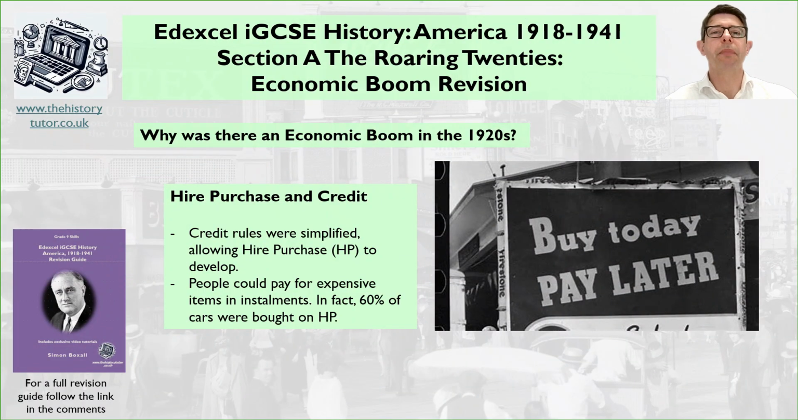Also, the rules around buying things changed. Hire purchase and credit became easier. Credit rules were made simpler, allowing hire purchase, or we might call that HP. People could pay for expensive items in instalments. 60% of the cars, for instance, were bought on HP. People could pay in monthly instalments.